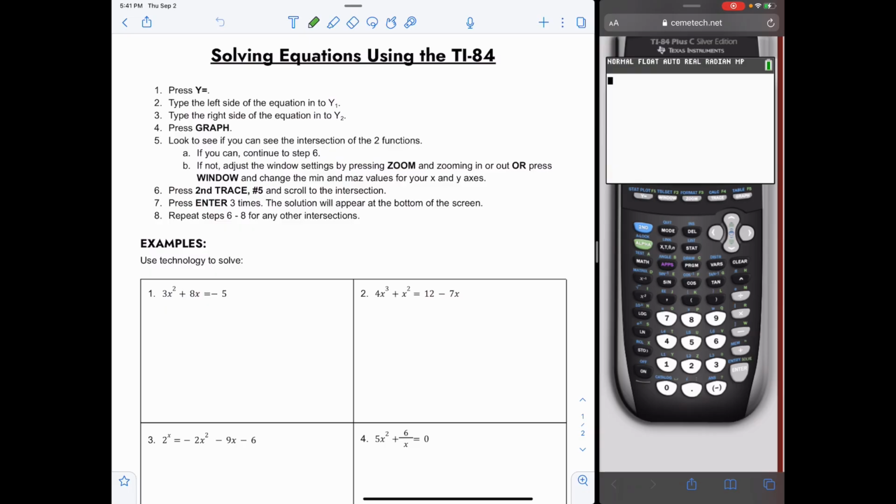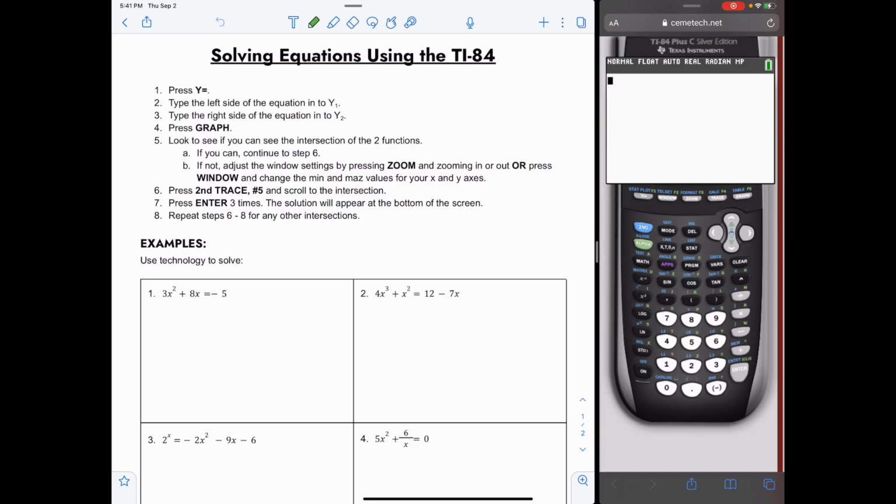If you can, you are going to continue to step 6, which is to press 2nd Trace and then select number 5. Once you do that, you are going to scroll over to the intersection as close as possible and then press enter 3 times. At that time, the solution will appear at the bottom of your screen. Then you will repeat steps 6 through 8 for all the rest of the intersections.